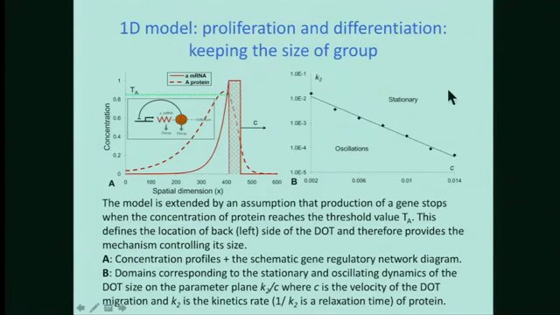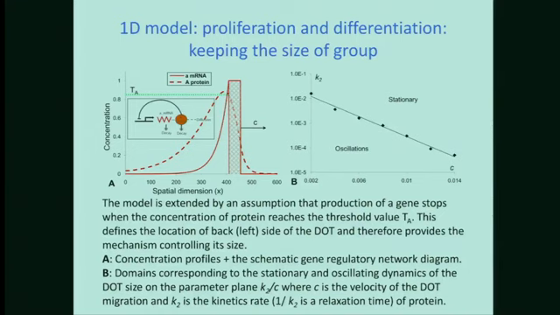And the question appears: how can we maintain the size of this group of cells, or what should be the rule, or under what conditions should cells proliferate?